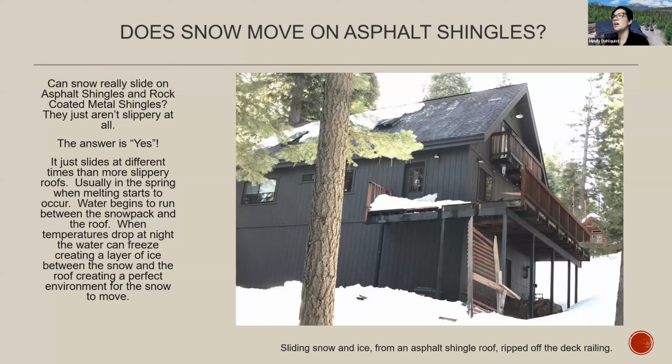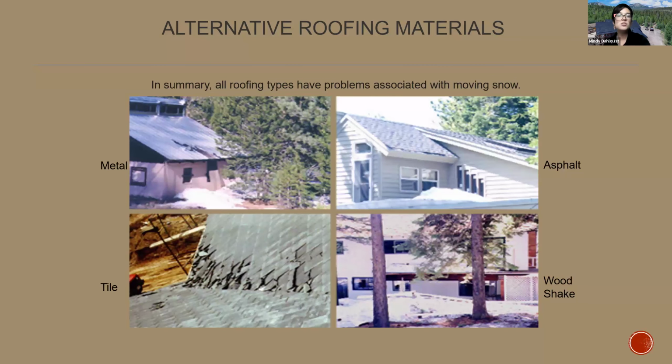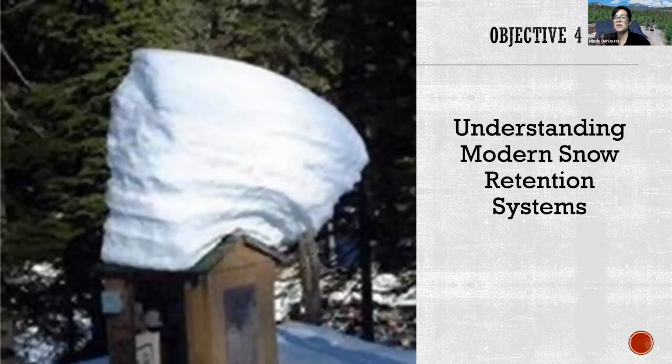It's oftentimes just going to happen more in the spring when that melting starts to occur. You've got water that's running between the snowpack and the roof surface. The temperatures are varying so much in that early springtime where you have those warm days, but the nighttime is freezing again. And so as that water runs, at night, it refreezes between the snowpack and the roof surface, just giving it the perfect environment to toboggan right off of there. So basically, all roofing types in snowy areas can have a problem associated with moving snow and ice.